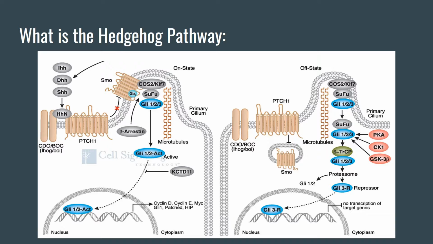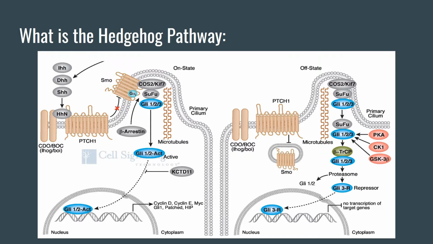Gli proteins are a family of transcription effectors. When the Hedgehog pathway is activated, Gli1 and Gli2 are processed into transcriptional activators via differential phosphorylation to induce expression of Hedgehog target proteins. However, as can be seen in the off-state figure, when Hedgehog is not bound to PTCH, these proteins are sequestered by KIF7 and SUFU, and Gli3 is processed into a transcriptional repressor via phosphorylation by PKA, CK1, and GSK3-beta.